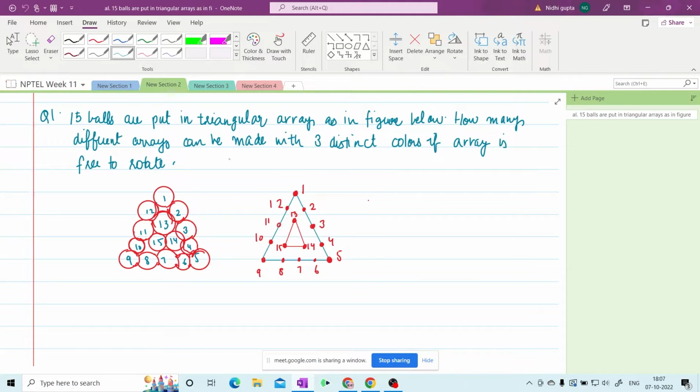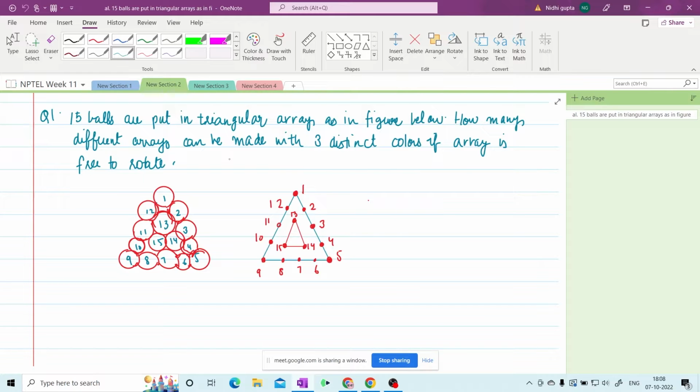So in the bigger triangle we have 12 circles, and in the inner triangle we have 3 more circles. So 15 balls or circles have been arranged in this triangular array, and we want to find the number of different arrays which can be made with 3 distinct colors if the array is free to rotate. So we have to count the number of different arrays that we can obtain, and since it is an array, if we rotate it, it remains the same figure, right?